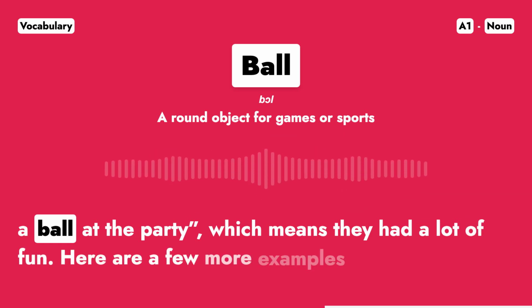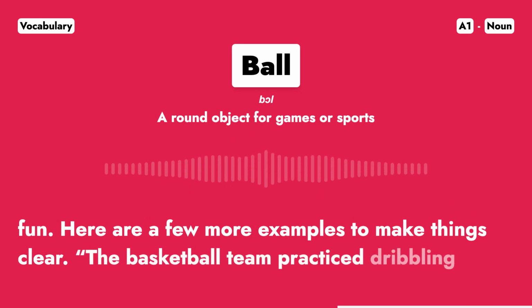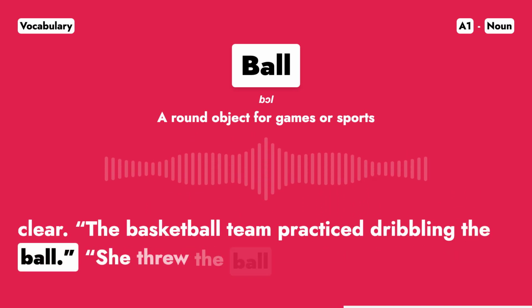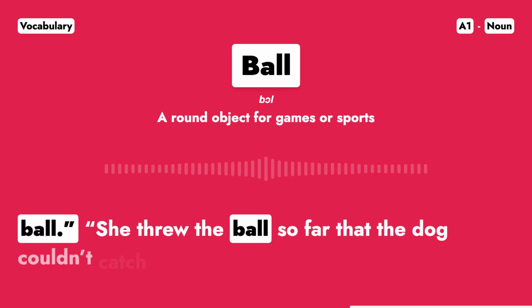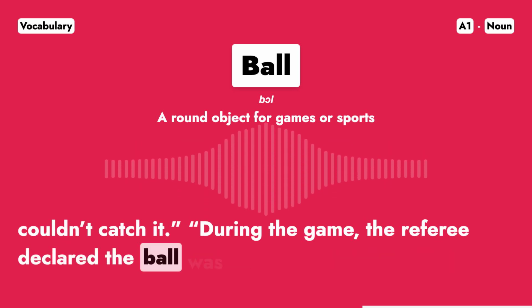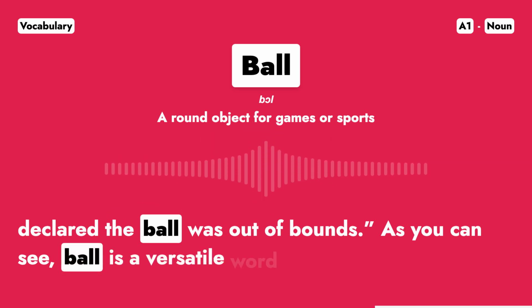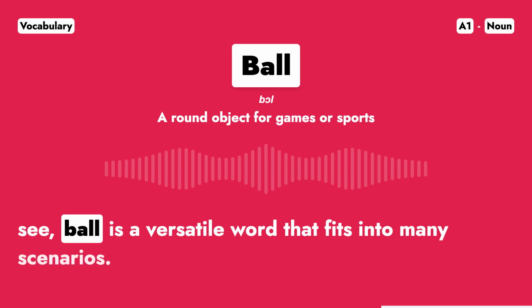Here are a few more examples to make things clear. The basketball team practiced dribbling the ball. She threw the ball so far that the dog couldn't catch it. During the game, the referee declared the ball was out of bounds. As you can see, ball is a versatile word that fits into many scenarios.